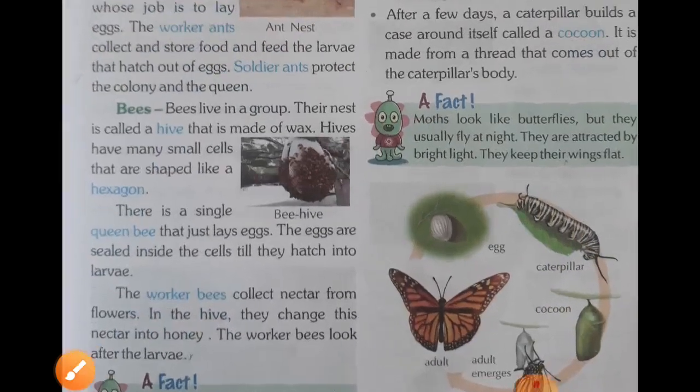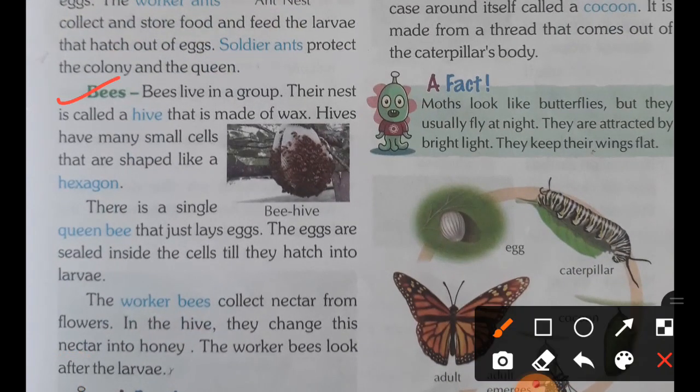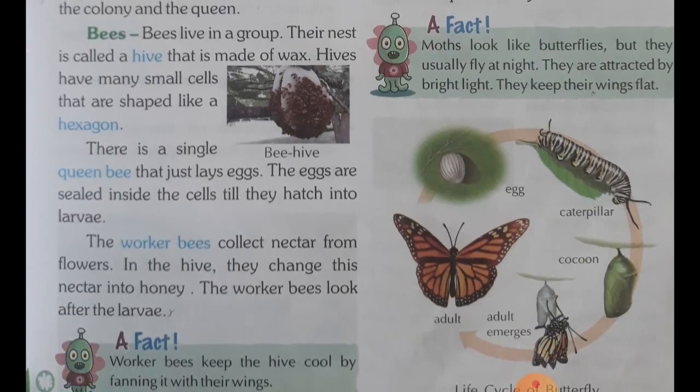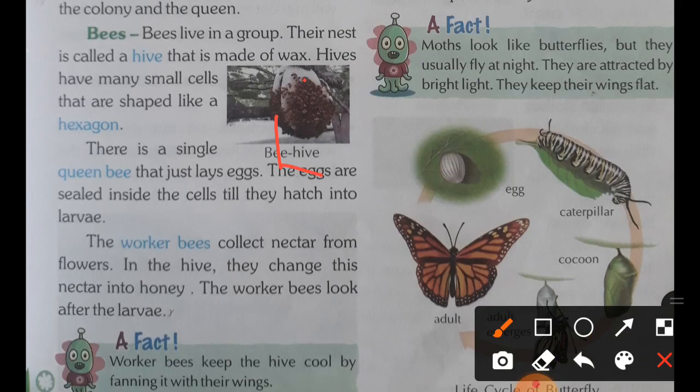Now bees. Bees live in a group. Their nest is called a hive. That is made up of wax. You can see in this picture. This is made up of wax. Hives have many small cells that are shaped like a hexagon. So in this way, you can see this is the hexagon shape of a bee colony.